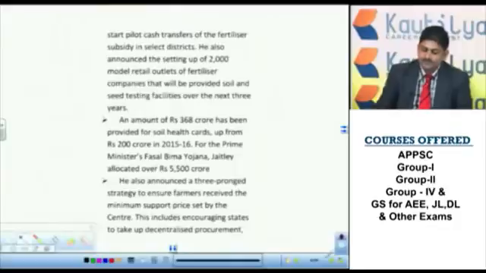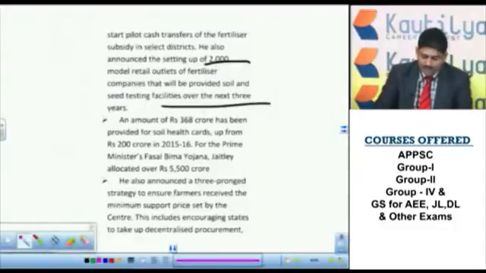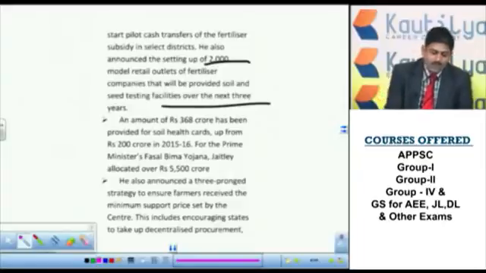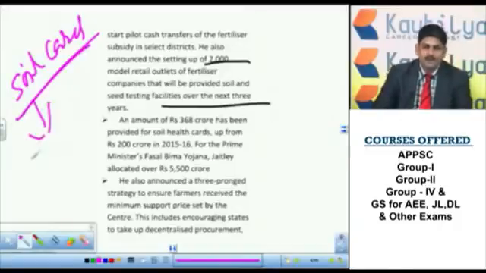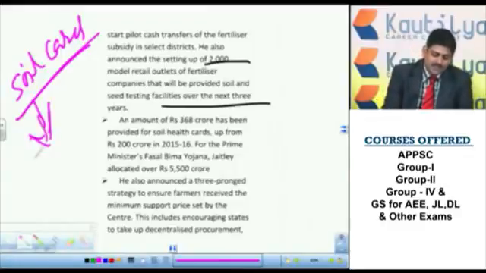Next, setting up of 200 model retail outlets of fertilizer companies that will be provided soil seed testing facilities over the next 3 years. Actually, here we have to see another one also, the soil card. So the Modi government introduced the soil card scheme. That means Indian farmers do not use technology as the foreigners use it. That is the reason why this scheme was introduced.